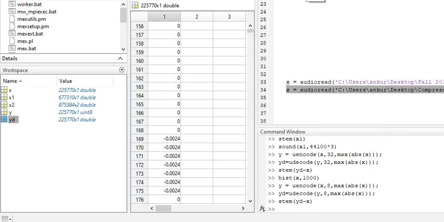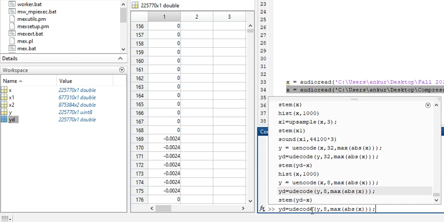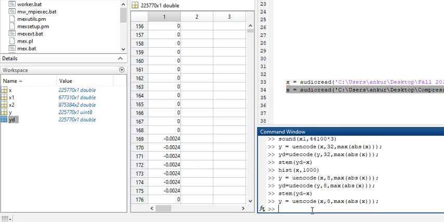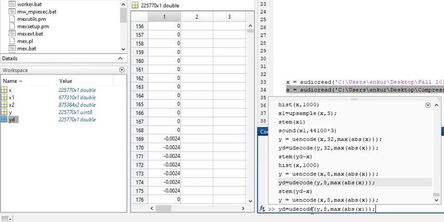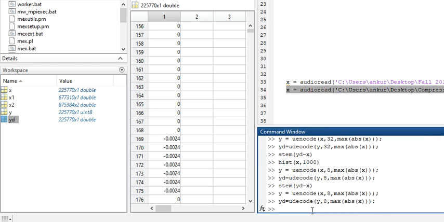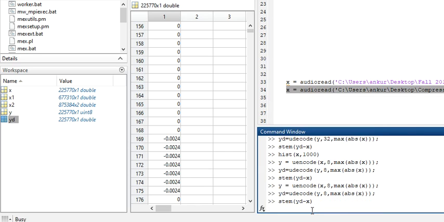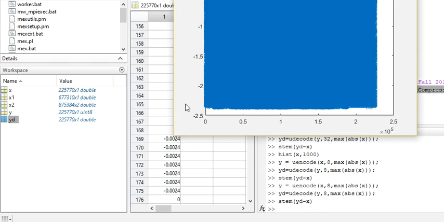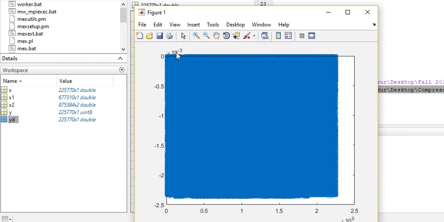Now, instead of 32 levels of quantization, let's try reducing the number of levels. Let's say we just divide into 8 levels, and yd is again, so we're getting it back. Encoding and then decoding it. And now let's plot the error. Last time when it was 32 levels, the error was in the order of 10 raised to minus 10, if I'm not wrong. Now this time it increases to 10 power minus 3.